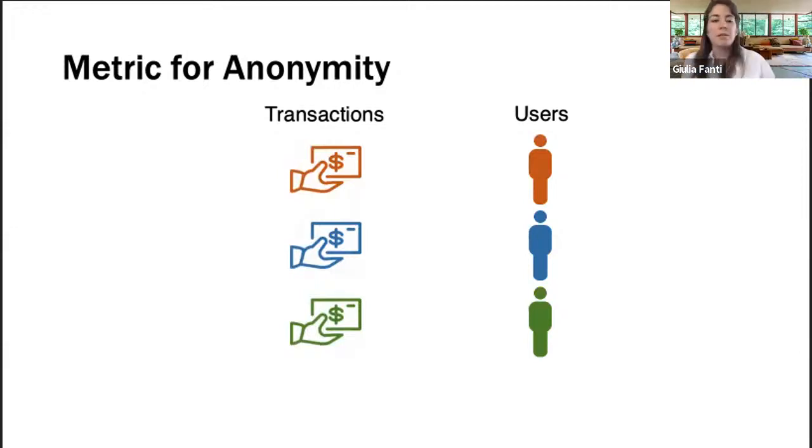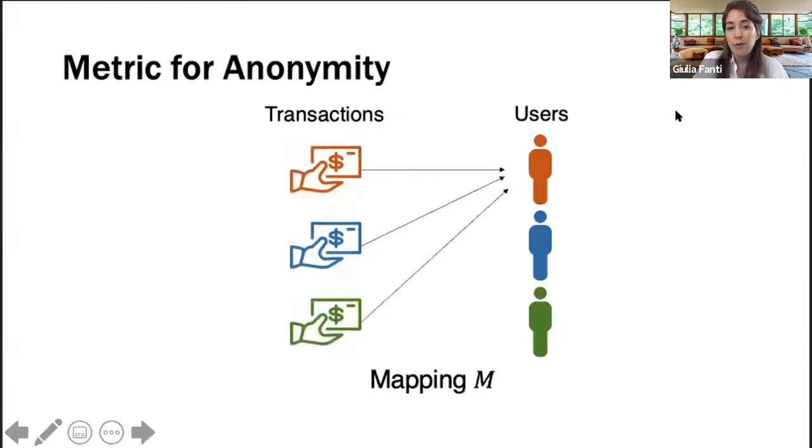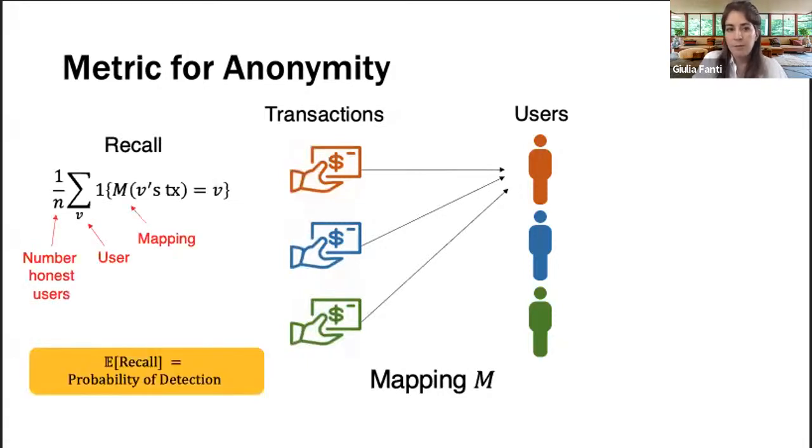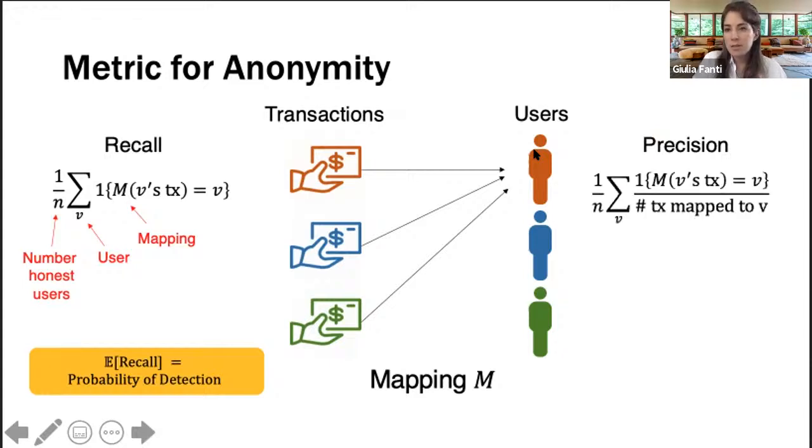Okay. Some number of transactions and some number of users. And the adversary is trying to design a mapping from transactions to users that maximizes their recall. So in other words, this is just the probability of mapping a transaction to the correct user, while also maximizing precision. Okay, so here, this is just saying if you map all of your transactions to the same user, that's not a good mapping. So the adversary is both trying to maximize the probability of detection and maximize, in some sense, the spread of its mapping across different users.